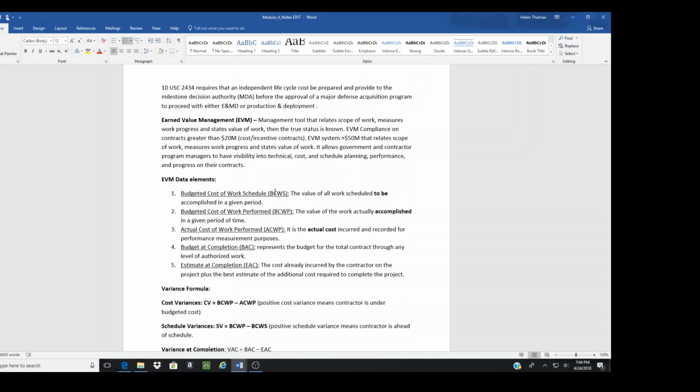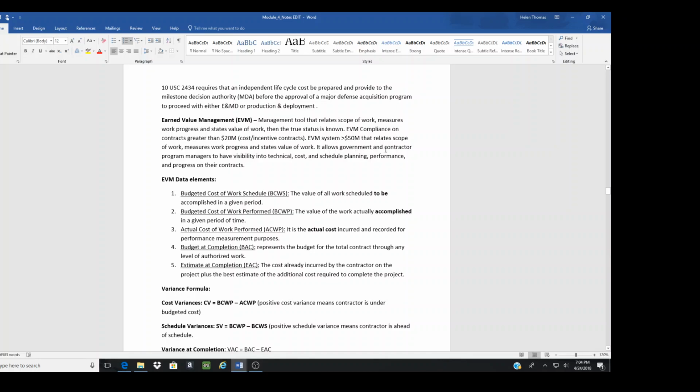It's used between the government and the contractor in fulfilling that acquisition process to determine, okay, you said it's going to take you 10 days. It's taking you 15 days. It's costing you more. We have a problem. So earned value management is that management tool where they both continuously assess EVM compliance on contracts greater than 20 million. There's some stipulations here.